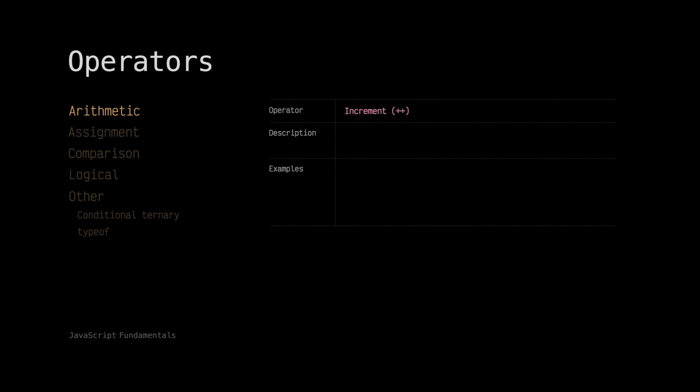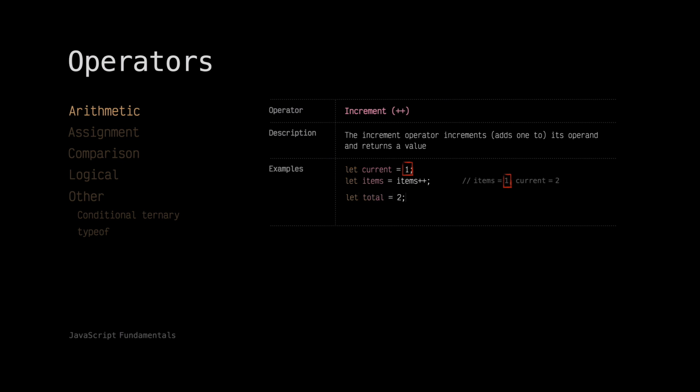Increment. The increment operator adds 1 to its operand and returns a value. Increment supports postfix and prefix. If used postfix, with the operator after the operand, then it increments and returns the value before incrementing. If used prefix, with the operator before the operand, then it increments and returns the value after incrementing.